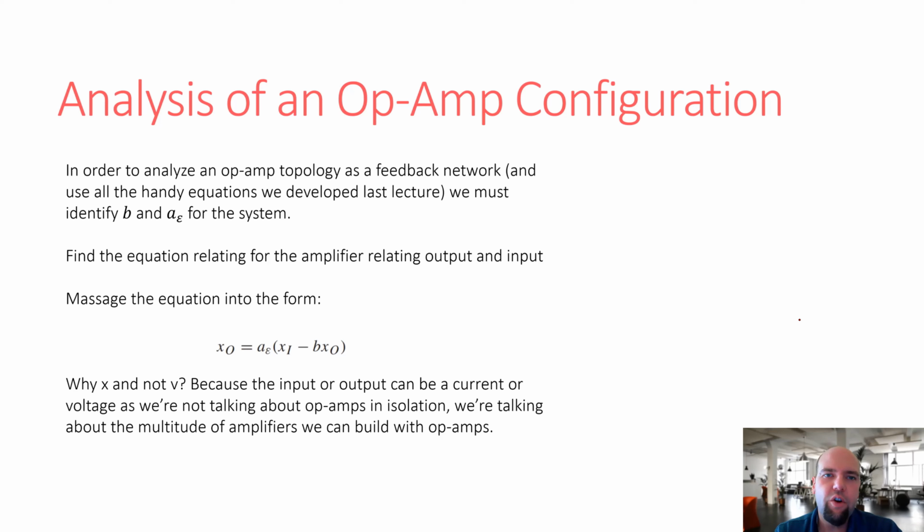So even though the op-amp itself is a voltage amplifier, we can use it to build all sorts of circuits that amplify currents and voltages, input and output currents and voltages. And so we leave it as XO because we don't know. The input could be a current input, it could be a voltage output, whatever.